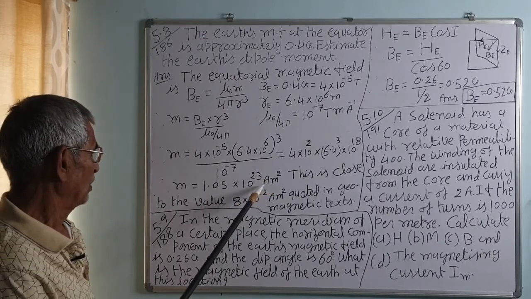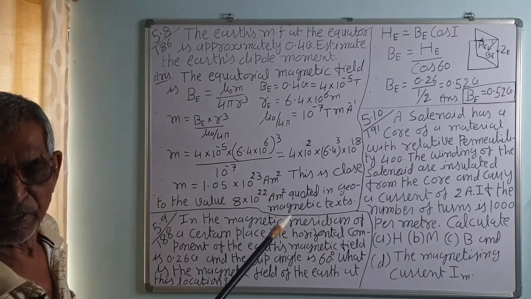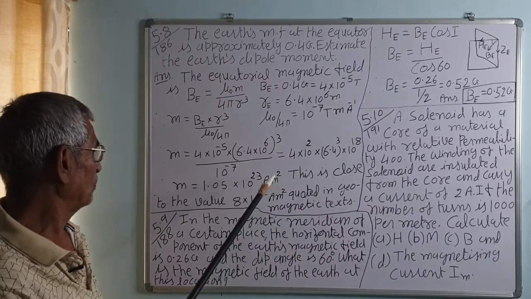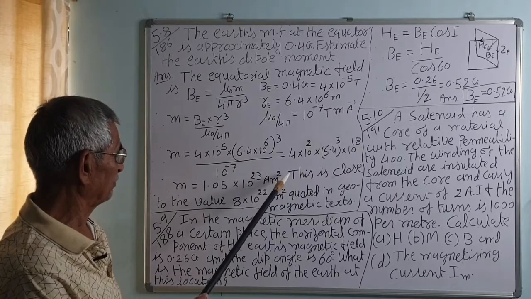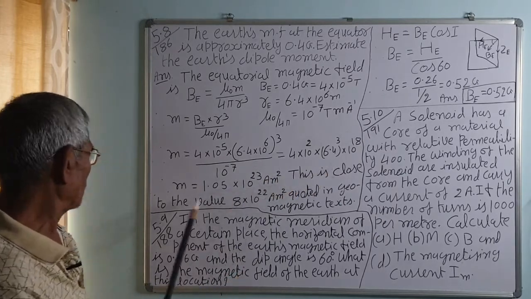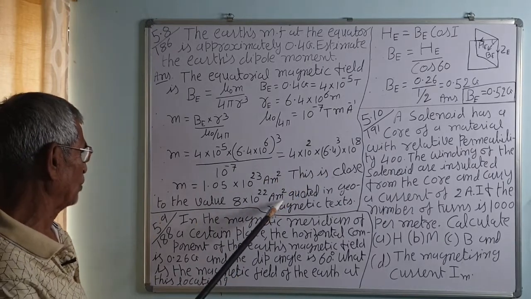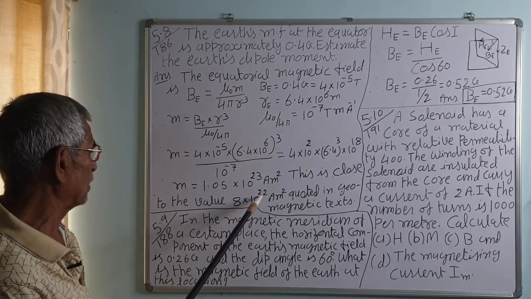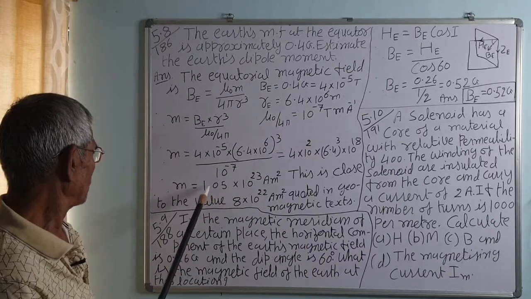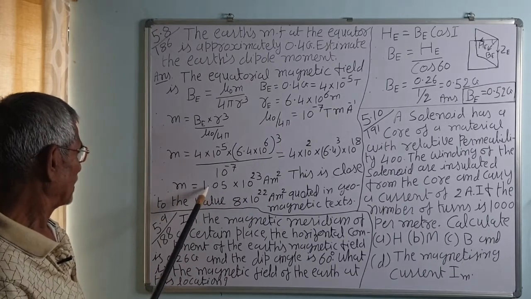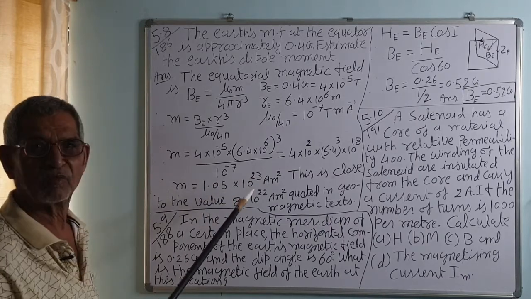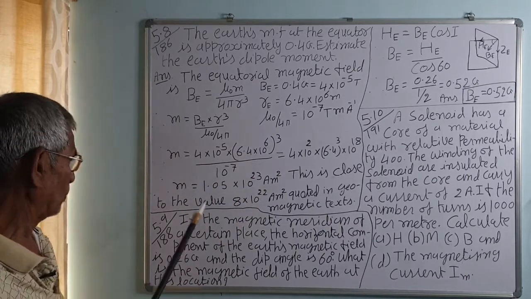The unit of magnetic moment is ampere into meter square. We know that it is I into A, current into area. This is very close to the value calculated experimentally or geographically, that is 8 into 10 raised to power 22. You can write this as 10 into 10 raised to power 22, that is 10 and 8, almost very close.